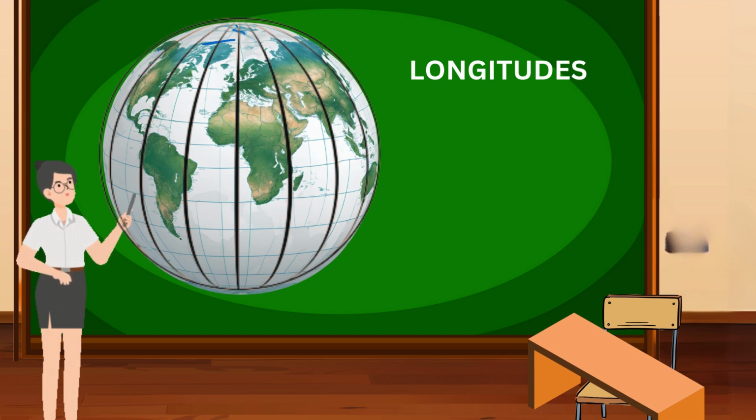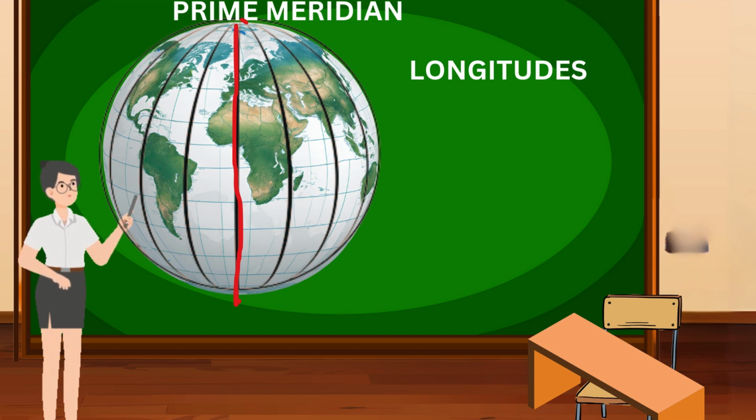These vertical imaginary lines on the globe are termed as longitudes. Longitudes are vertical imaginary lines that run from north to south. They are also called meridians. The prime meridian is an important longitude. It divides the Earth into the eastern and western hemispheres. The distance between two longitudes is approximately 111 kilometers. Longitudes help us to determine the time of a place.